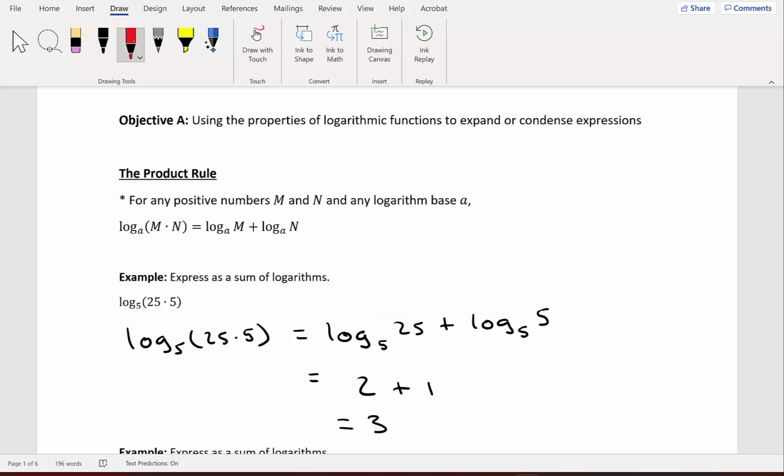Now for this particular example, all it was asking us for was to just expand it out. So this would have been our final answer. The last two steps I just simplified it and I added those two numbers with each other. But our final answer is log base 5 of 25 plus log base 5 of 5.